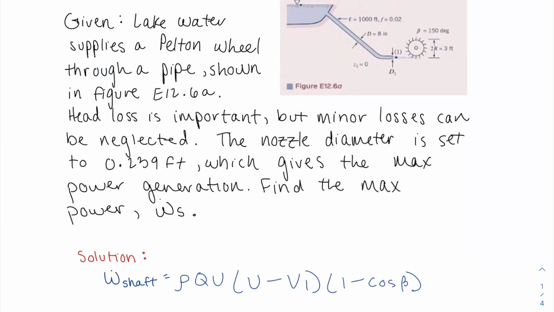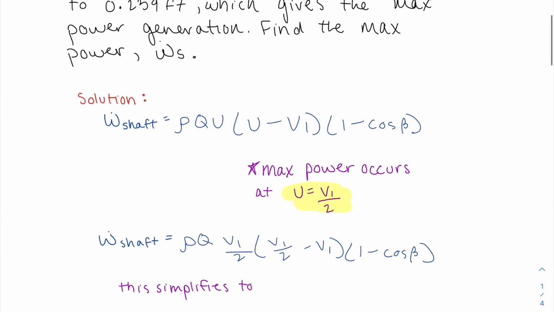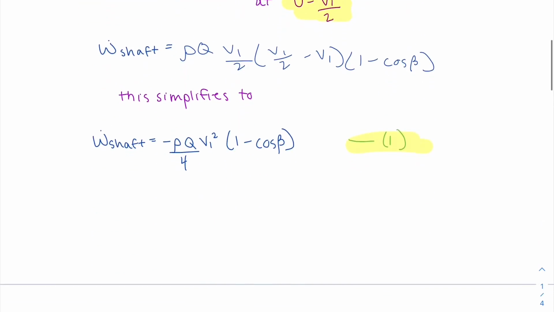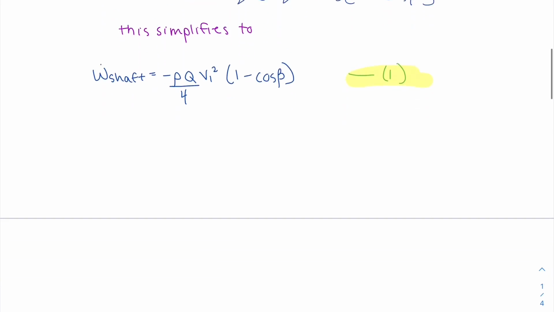So for the next part of our video, I'm going to quickly run through a Pelton wheel example where we're going to ignore minor losses, but the head loss is important. And we've set the diameter of the nozzle to 0.239 feet, which gives us the max power generation. And our goal is to find the max power, which is the work shaft. So this is the work shaft equation, rho Q U times (U minus V1) times (1 minus cosine beta). And we know that the max power is going to occur at U equal to V1 over 2. So this equation simplifies to the work shaft equal to negative rho Q V1 squared over 4 times (1 minus cosine beta). We're going to call this equation 1.